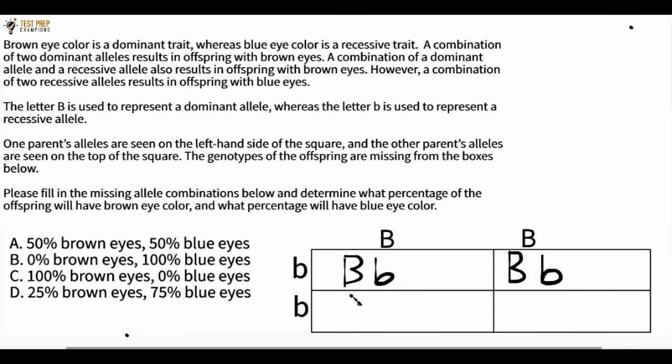Okay. Now we're going to take this big B allele and drop it in right here, and combine it with this little b allele over here. And then we're going to take this big B allele and write it combined with this little b allele over here. So we see that there are 4 different possible combinations of the alleles.